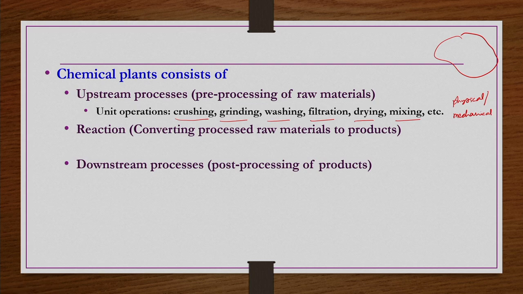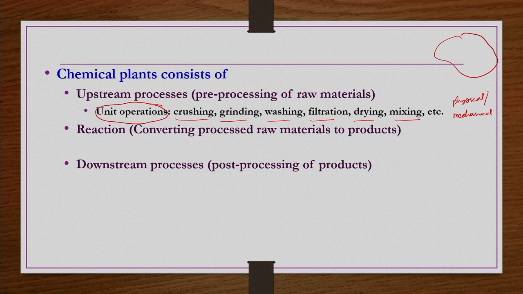No chemical changes are occurring, okay? So these kinds of operations where only physical or mechanical changes are occurring, we call them unit operations. We call them unit operations from the chemical engineering terminology point of view, right?